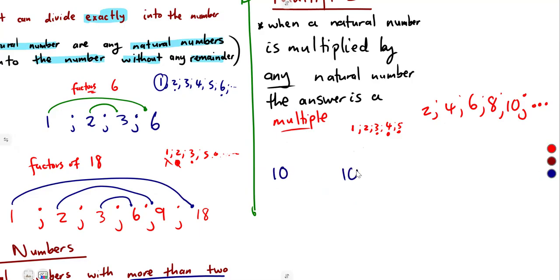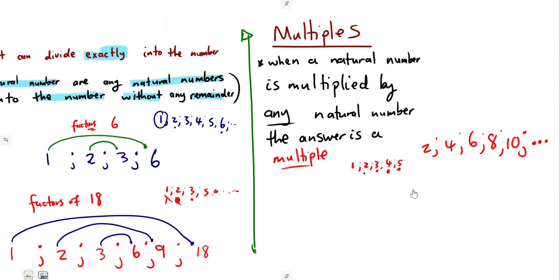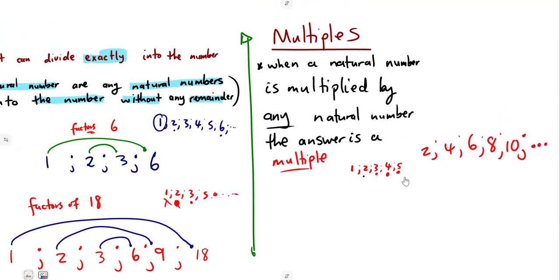Multiples of 10: 10 times 1, 10 times 2, 10 times 3, and so on. You get the corresponding multiples, just like that. So I want you as an individual to do as many questions as you can.